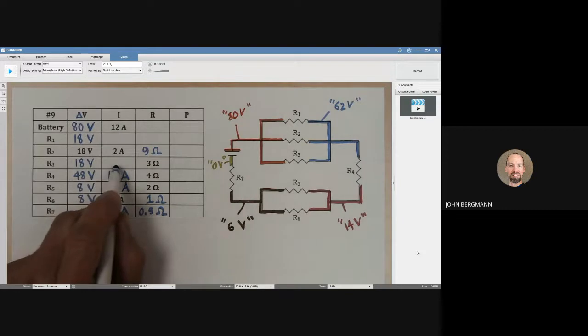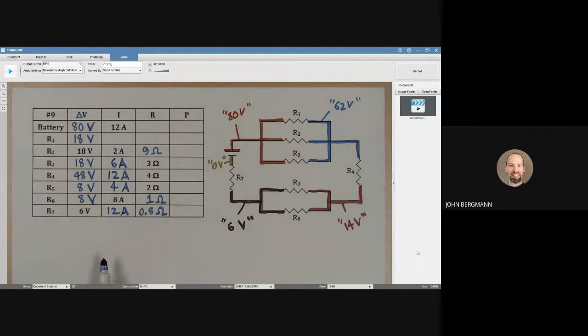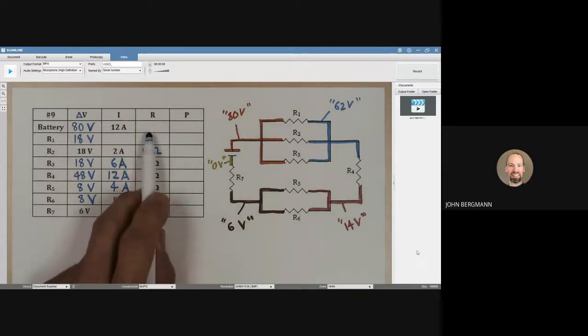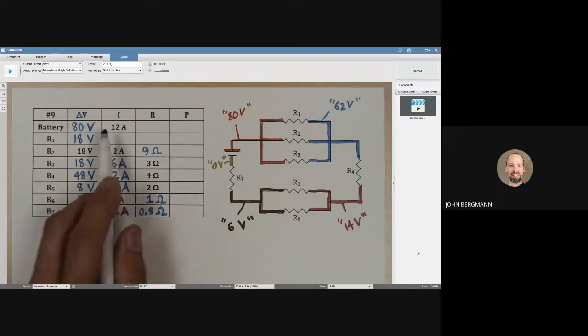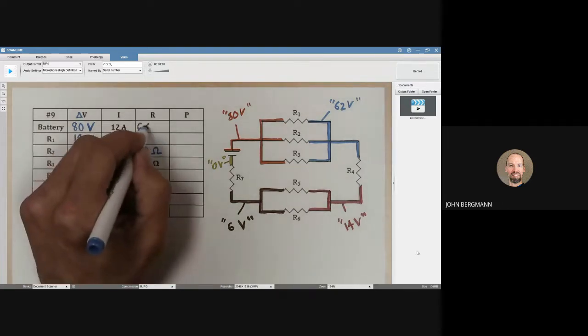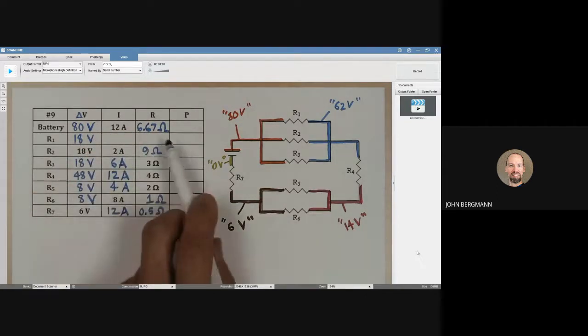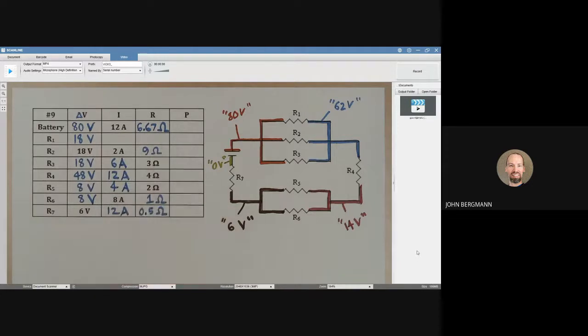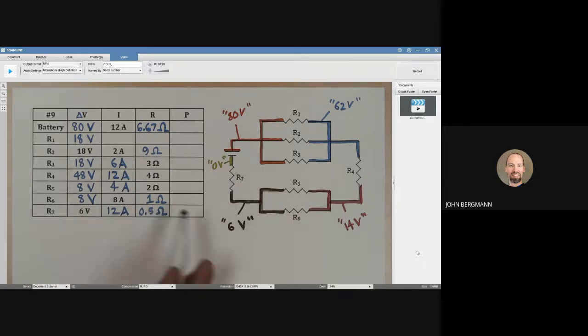So I'm looking at the current going through resistor 3. It must be 6 amps. All right, what's the resistance perceived by the battery? That's going to be 80 divided by 12, so that's 6 2/3, so 6.67 ohms. Again, this is not the resistance of the battery, it's the resistance that the battery perceives as it's trying to push charge. This battery doesn't know that there are 7 resistors in there. The battery thinks there's only one, and it thinks it's a 6.67 ohm resistor.